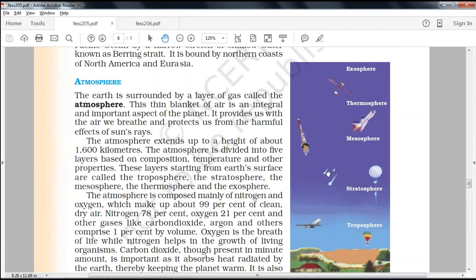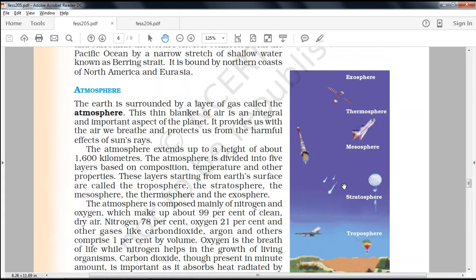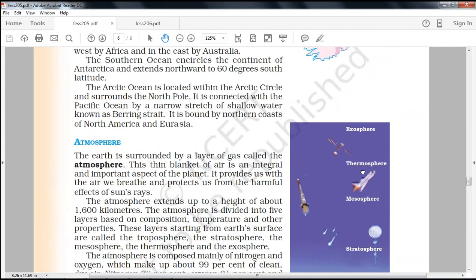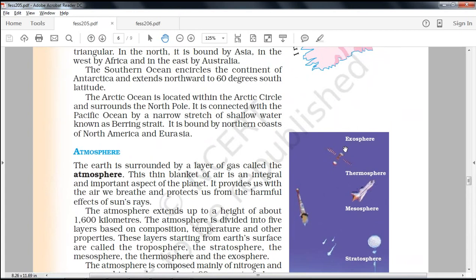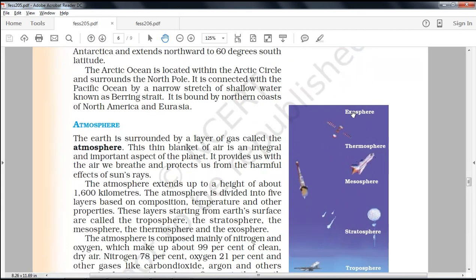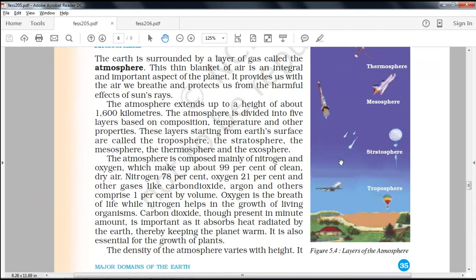All the meteoroids and asteroids that are falling towards Earth's surface actually get burnt in this layer because of the friction and heat generated because of the air. Then you have mesosphere, where all these jet planes, the rockets will go. Thermosphere, you have exosphere, where the artificial satellites will be revolving around the Earth.